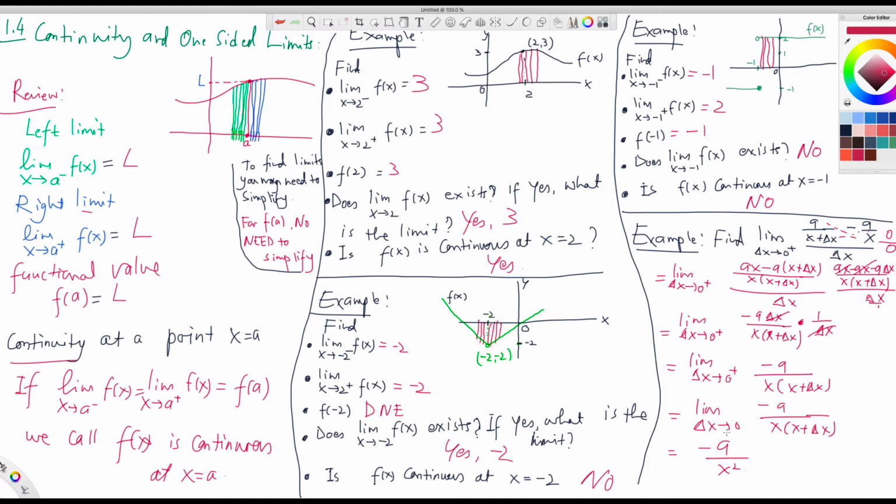So what you get is negative 9 over x squared. And again, after you plug in the limit, you don't need to write the limit again. After you replace delta x by 0, you don't need to write the limit delta x tends to 0 again. So this is the final answer. The limit here is negative 9 over x squared. Okay, so let us do another example.